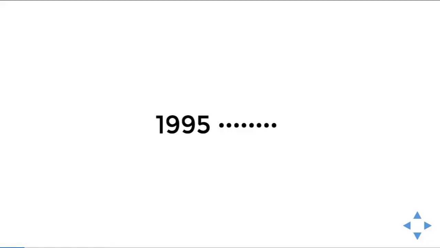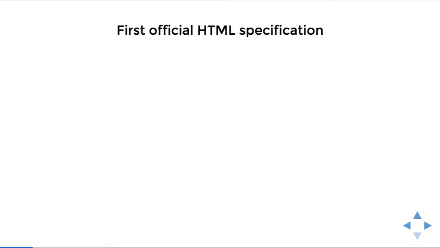And let's go back to the 90s for a moment. So we are going back 20 years. What important thing happened in 1995? Do you know? I think you know. The first official HTML specification was published. What does it mean for us? That at that point in time, the web started growing into what it is today.